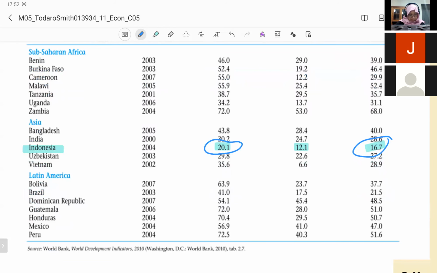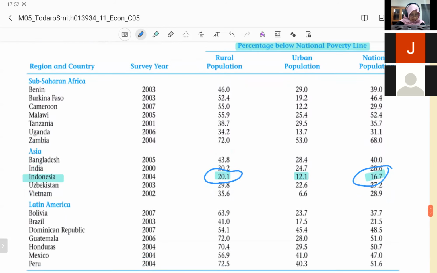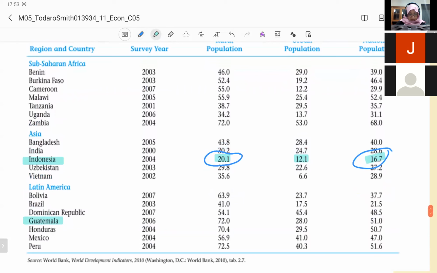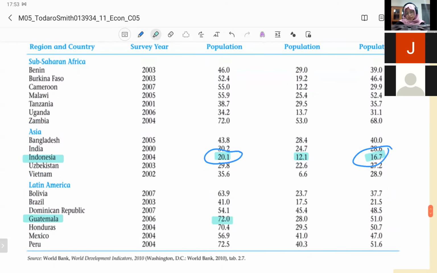I think it's similar to other countries as well. Like, let's take a look at Guatemala here. The poor people in the rural area is 72%. Meanwhile, in the urban, it's about 28%. The average national is 51%. Okay.